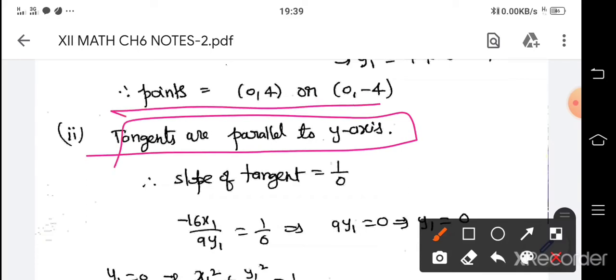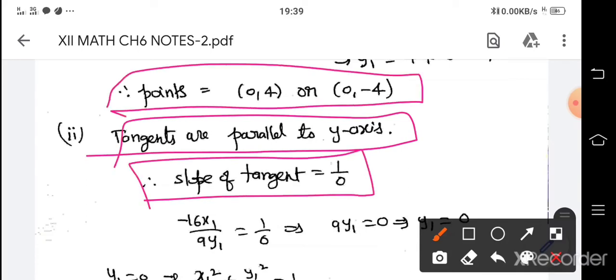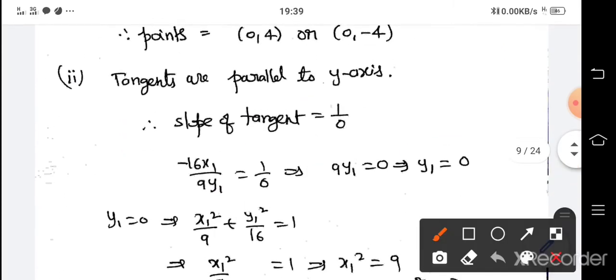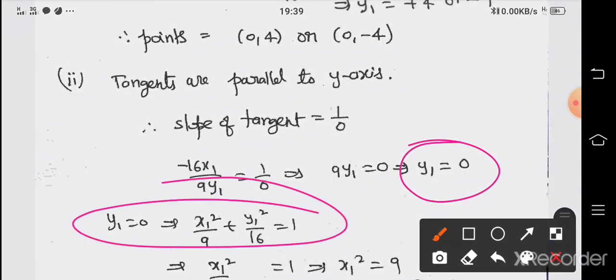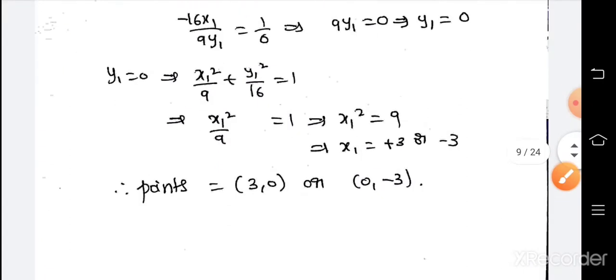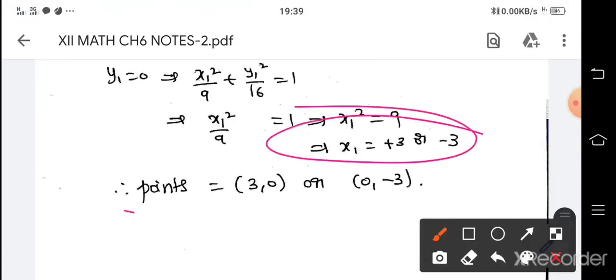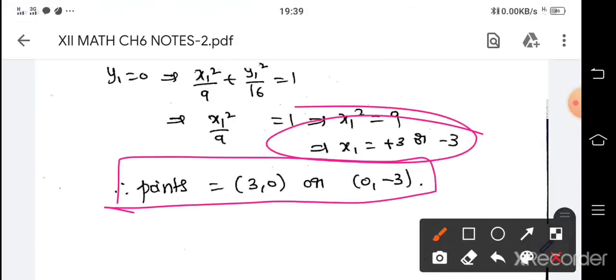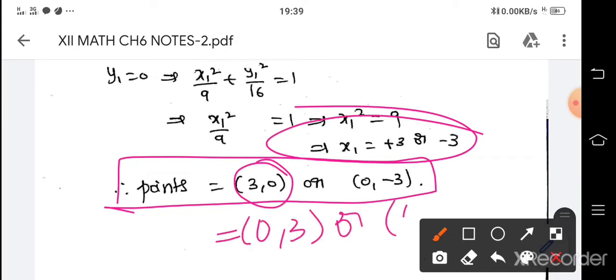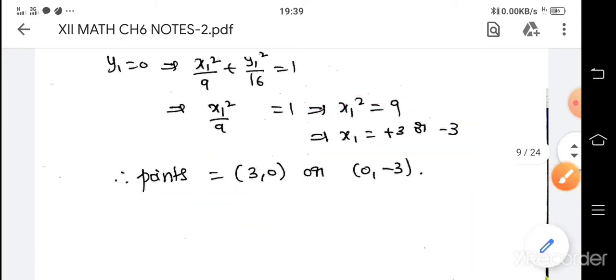Since they are asking only points, we found the points and we left it. Parallel to y-axis, take dy by dx as 1 by 0, equate it, so y1 will come 0. Substitute y1 is equal to 0 in this. You get x1 is plus or minus 3. So the points are 0, 3 or 0, minus 3. Here it was wrong. Make a correction in your notebooks, okay?